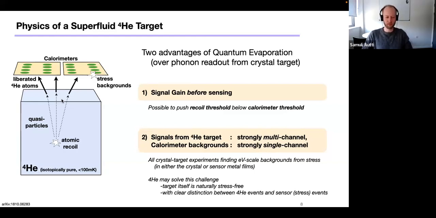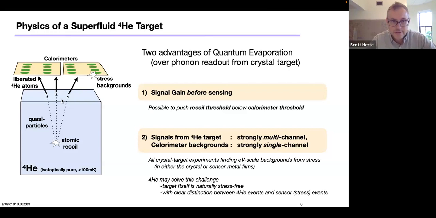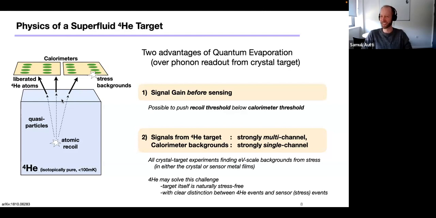Is there a fundamental limit to the threshold you can reach in the system? The ultimate threshold is the single atom being evaporated. So roughly the 1 meV recoil energy. Yeah. That's, I'd say, decades away. We won't get there anytime soon.